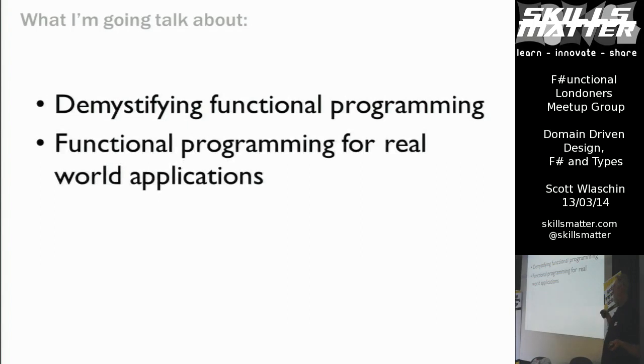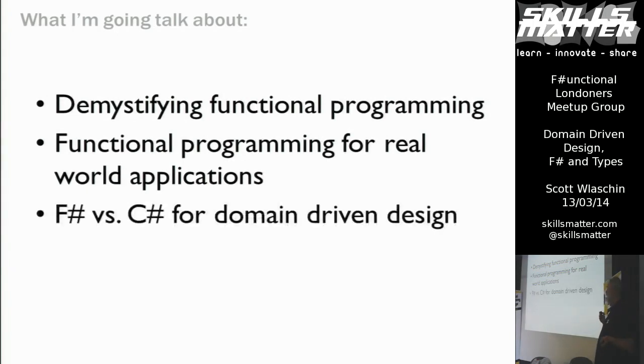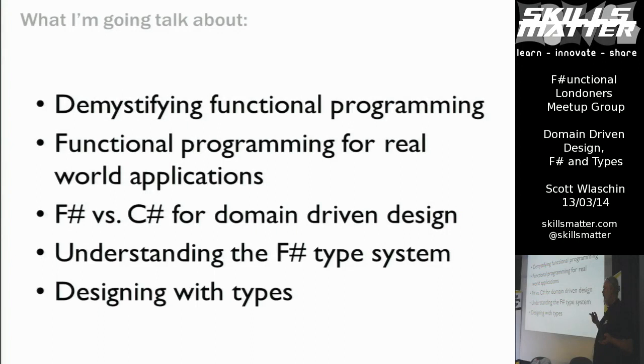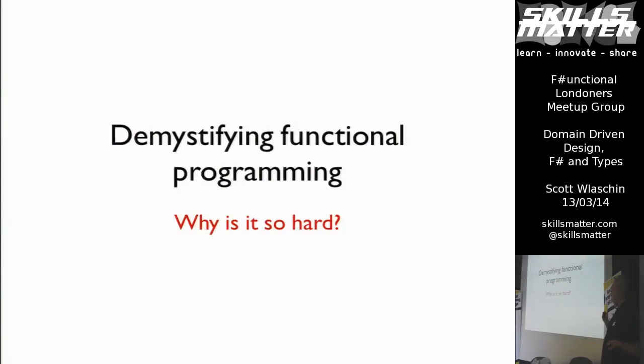I'm going to talk about functional programming for real-world applications, again, to emphasize that it's not just for mathematical things or financial things. F-sharp versus C-sharp for domain-driven design. And then understanding the F-sharp type system, which is algebraic types. And basically, I'll be explaining algebraic types for people who are not familiar with them. And then finally, now that we understand algebraic types, I'm going to talk about how you actually design with them. So, let's start with demystifying functional programming.